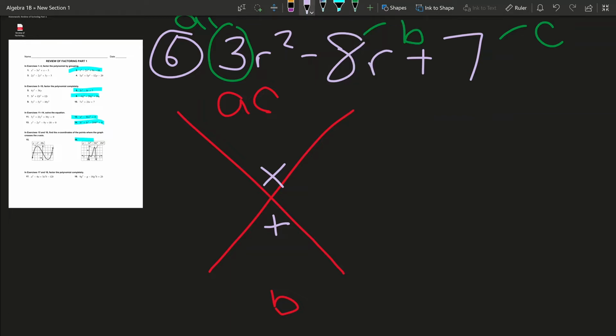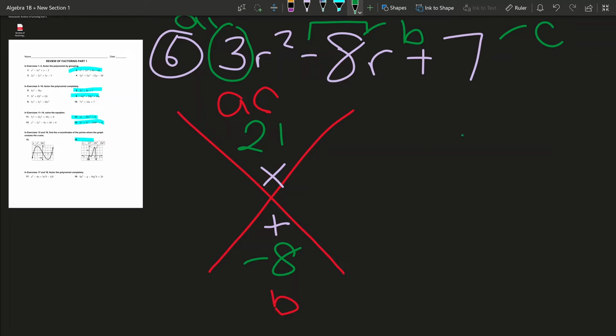So from here, we need to multiply A times C, which is 3 times 7. 3 times 7 is 21. Our B is 8 or negative 8? It would be negative 8. Remember that the whole chunk counts. The symbol that's in front of the coefficient is also included.